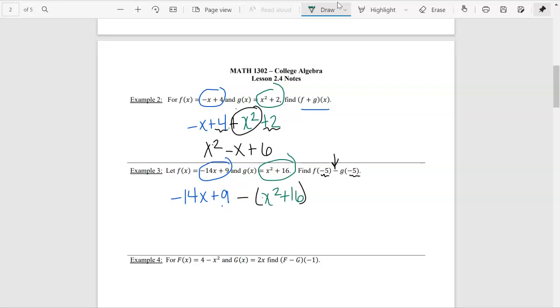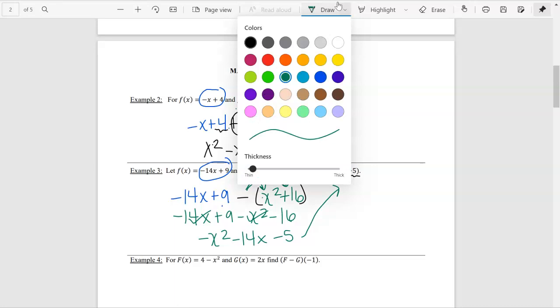Now it's okay to go ahead and put your minus 5 in for your x right now, but I would go ahead and simplify this down if I were you. This negative needs to go to both things. So negative x squared minus 16. I could write this as negative x squared minus 14x. I took care of this term and this term, and I could put my 9 and my negative 16 together to get me a negative 5. Okay. Then you're supposed to go and plug that in.